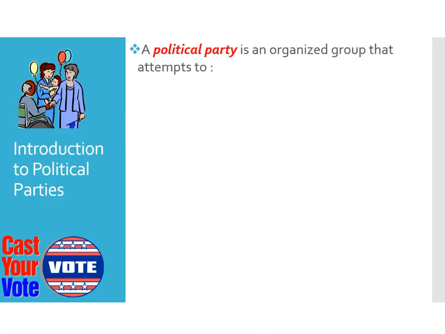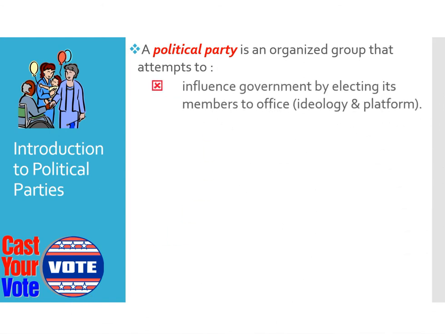So, what is a political party? A political party is a group that does several things. First of all, it's a group that attempts to influence government by electing its members to office. And it uses both ideological cues as well as party platforms to solve the information problem for voters and to have them cast meaningful votes, votes where they think their preferences, what they prefer, can be represented in government.